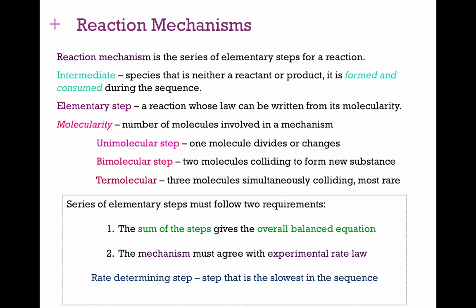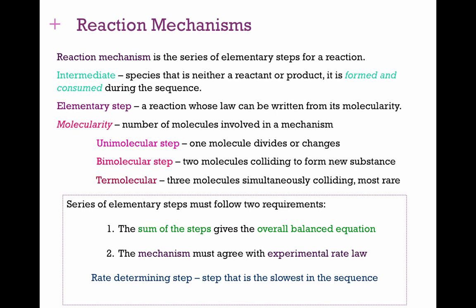A reaction mechanism is a series of elementary steps for a reaction. You can kind of think of it like half reactions. It's a series of steps that occur during the course of a reaction. An intermediate is any species that is formed and then used. So you're actually going to see it on the product side and then on the reactant side. The elementary step is the reaction whose rate law can be written from its molecularity.